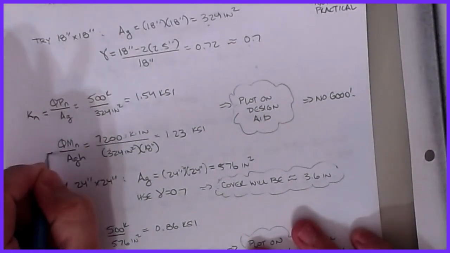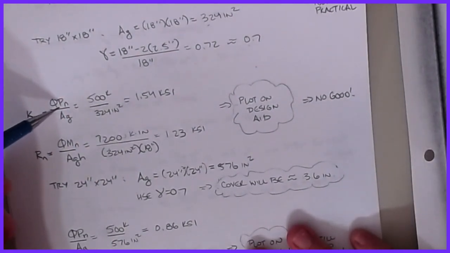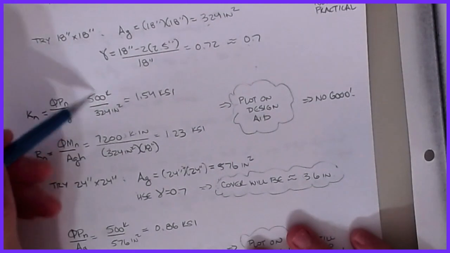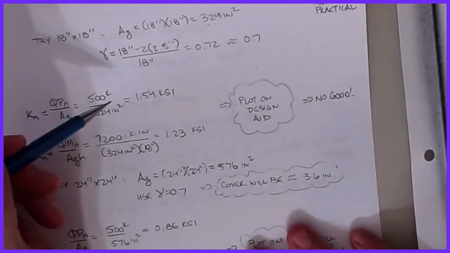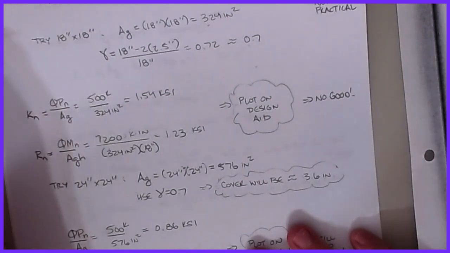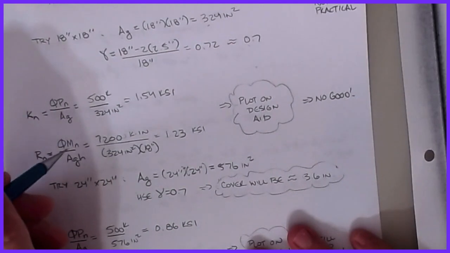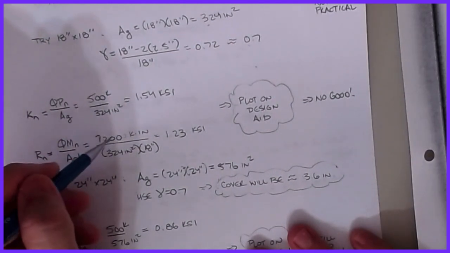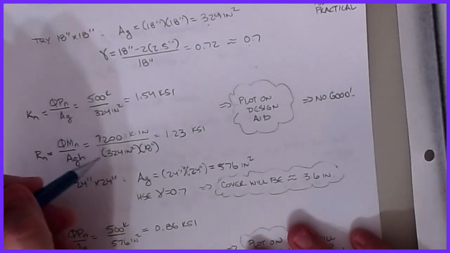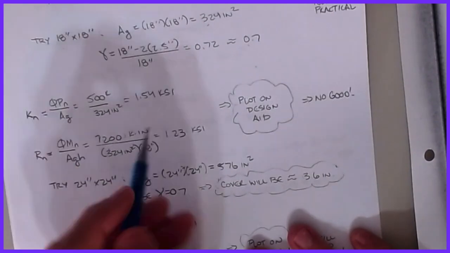That's Kn, and this guy is Rn. So Kn is just my nominal axial load divided by Ag, which is just a stress calculation, and becomes 1.54. And then Rn is going to be Mn over Ag h, and it's going to be 7,200. Again, you got to watch your units, get this guy into kip inches. I'm going to divide that by Ag, and then by the h of my beam, which is 18 inches, and that gets me 1.23. And then all we're going to do is plot.